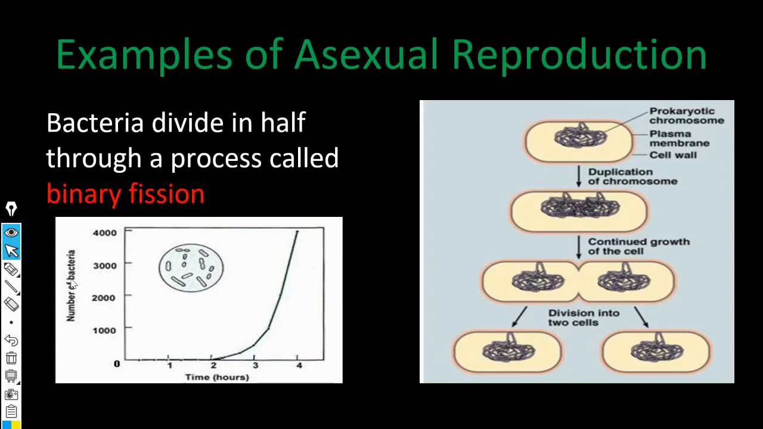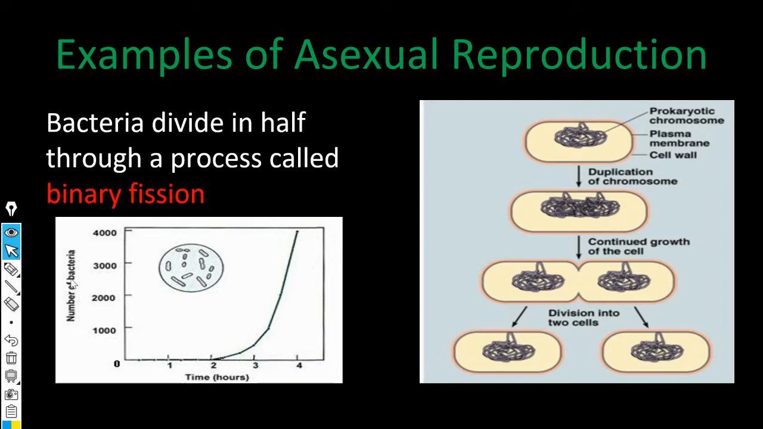Examples of asexual reproduction. In addition to learning about the cell cycle and mitosis, there are some other types of asexual reproductive processes that you guys have to be familiar with. One of those is how bacteria divide to make more bacterial cells. Asexual reproduction is the only form of reproduction in bacterial cells.